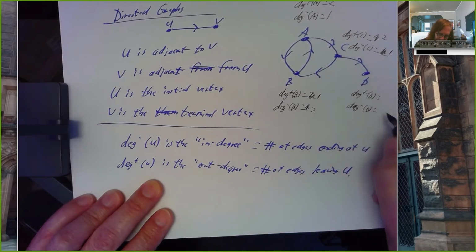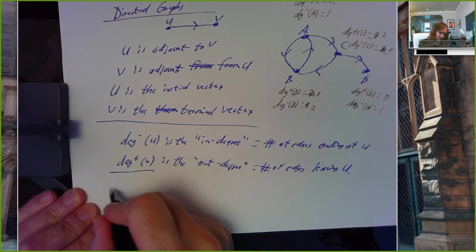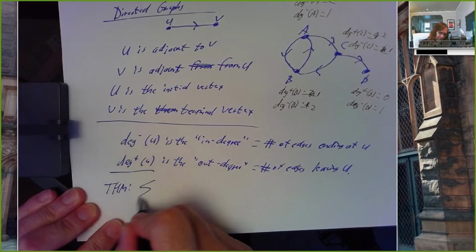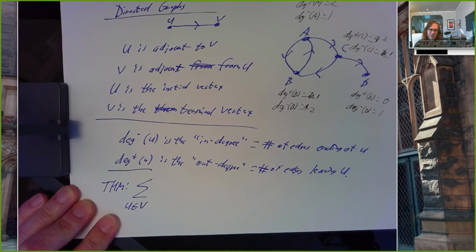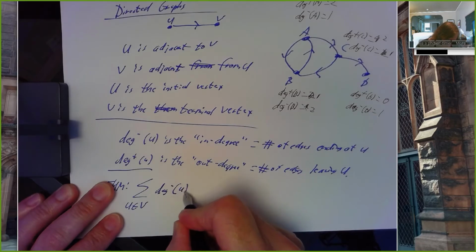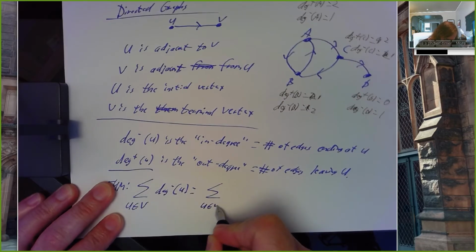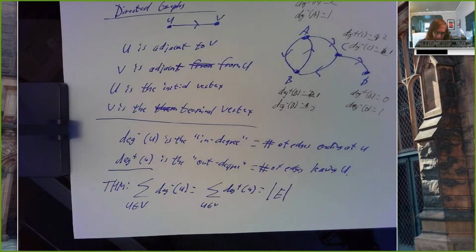All right, the in degree of D, we have 1 edge coming in, we have no edges going out. All right, and we have a corresponding theorem. So we have a graph with vertices V and edges E. If we sum across all the vertices in that set V, the sum of the in degree is the same as the sum of the out degree, which is the same as the number of edges in your graph.